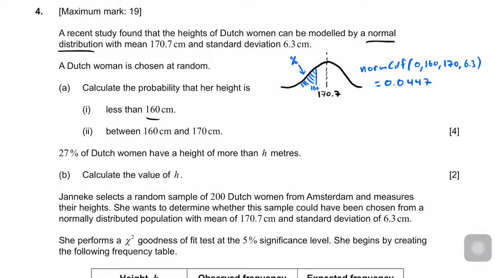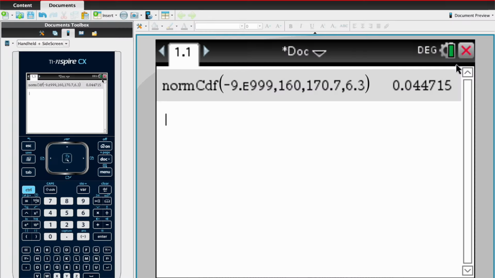Okay, good. Now we want between 160 and 170. I'm going to draw another normal curve. Here we go. This is 170.7, and in this case we want it between 160 and 170, so actually just slightly to the left here. And this is the percentage that we are dealing with. So I'm going to go back to the calculator and work this out.